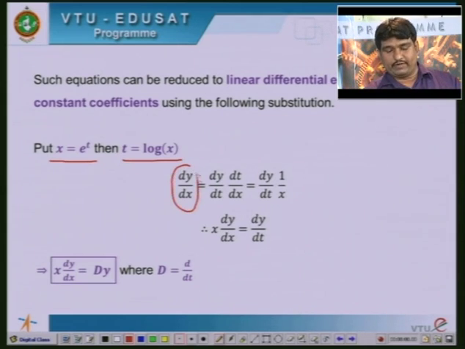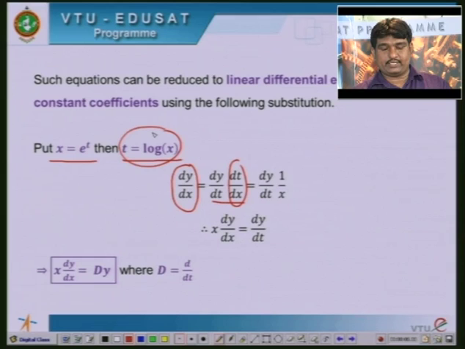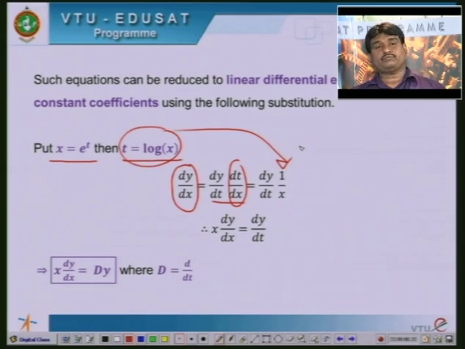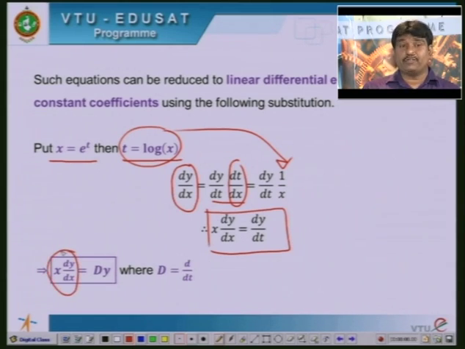So the actual derivative dy by dx becomes dy by dt into dt by dx, by the chain rule. What is dt by dx? t is log x, so dt by dx is 1 by x. Now cross multiply, and you get x into dy by dx equals dy by dt. So what has happened here? In our differential equation, we have the term x into dy by dx, that is, the coefficient of dy by dx is a variable.